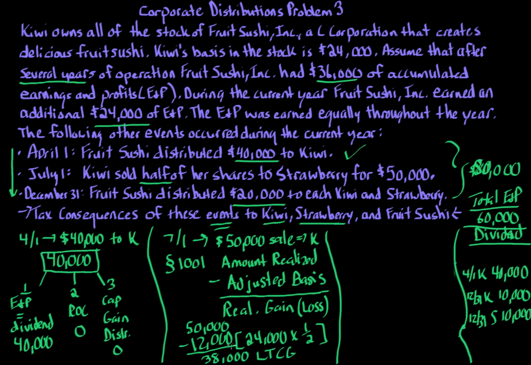Okay. By the way, the basis in the other half of the shares is 12,000 as well. So we have 12,000 basis going forward after this. And we're going to need that for the next thing possibly. So that's very important to understand because half the shares were sold.